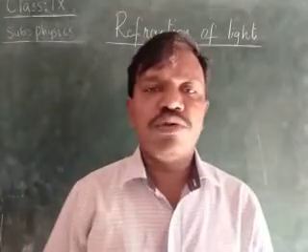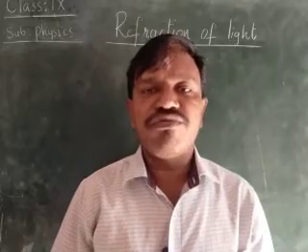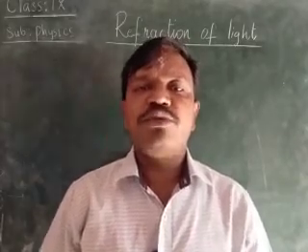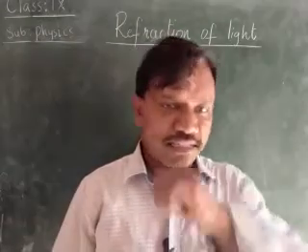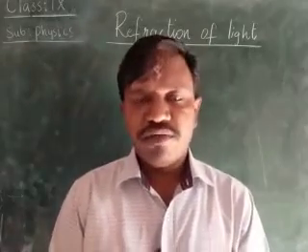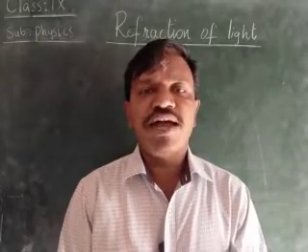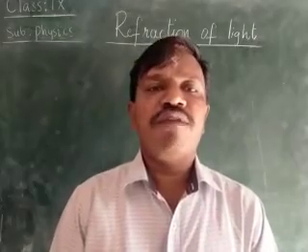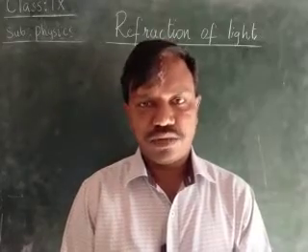In the last class, we were learning about the refractive index. Refractive index is the ratio of the speed of light in vacuum to the speed of light in the medium. Normally, refractive index is denoted by the letter N. N is equal to C by V, where C indicates the speed of light in vacuum and V indicates the speed of light in the medium. The ratio of the speed of light in vacuum to the speed of light in the medium is called the refractive index.